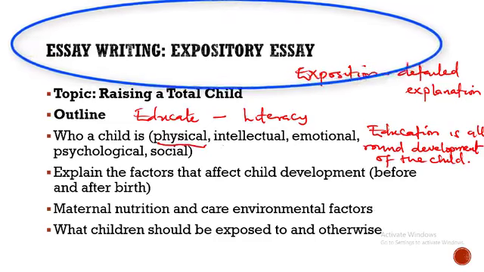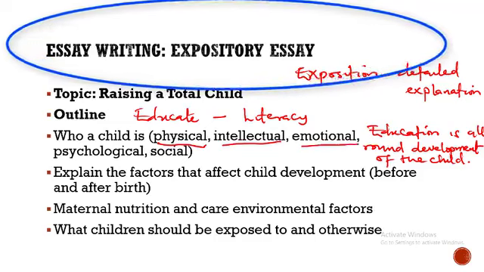Then we have the intellectual provision, where you have to send the child to a school where the child will be imparted with knowledge. Then we have the emotional part of the child, the emotional compartment. That has to do with the feelings. The child also wants to be loved. The child also wants to be happy. The child doesn't want to be sad.